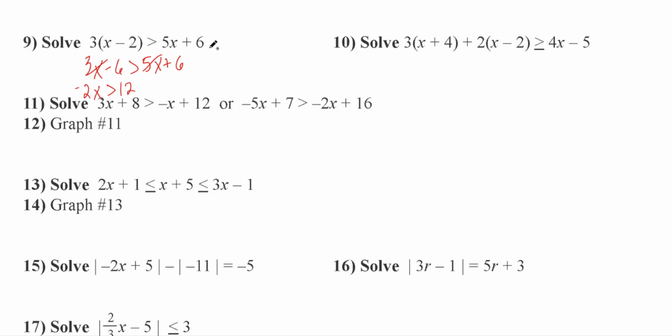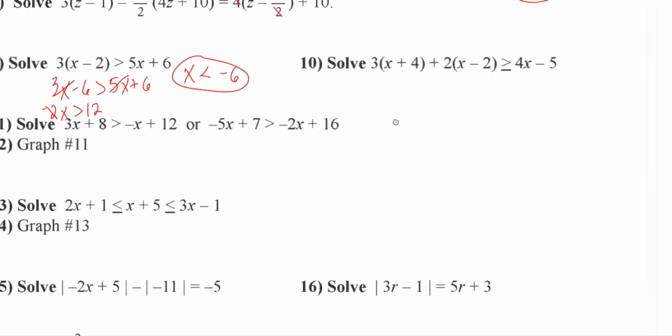So we divide by a negative 2. If I divide that by negative 2, that'll cancel out. Divide this by negative 2, I get negative 6. But what do we do? Since I divided by a negative, I got to change that and put it in the other direction. And that is our answer. Okay? That's really the only thing different about that.